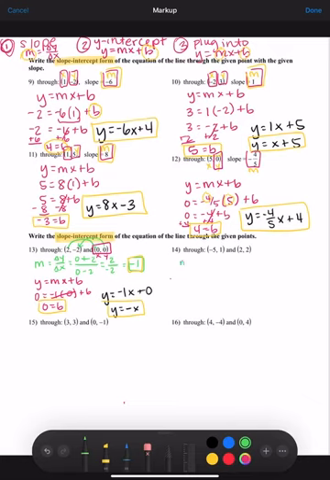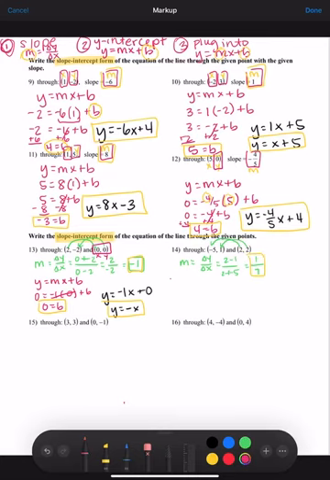I'm going to first find my slope by using the slope formula, change in y over change in x. So I'm going to do 2 minus 1 on top and 2 minus -5 on bottom. 2 minus 1 is 1. 2 minus -5 is actually 2 plus 5, which is 7. So there's my slope.